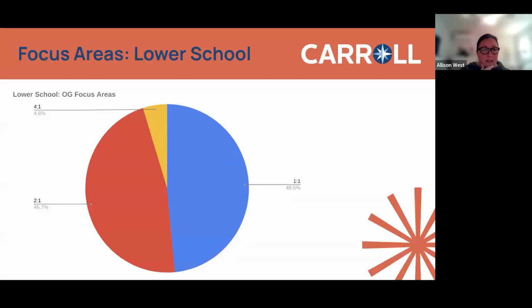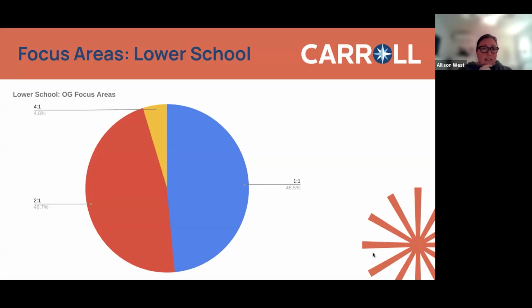So here's the lower school breakdown. All 168 lower school students are placed within an Orton-Gillingham tutorial for their focus area. And you can see the breakdown here, about 48% of students are in a one-on-one, about 46 students are in a pair, with about 4% of students in a small group of 4. And in addition to their focus block area, the lower school also has a language class, a math class, along with additional time for literacy intervention within a flex block.